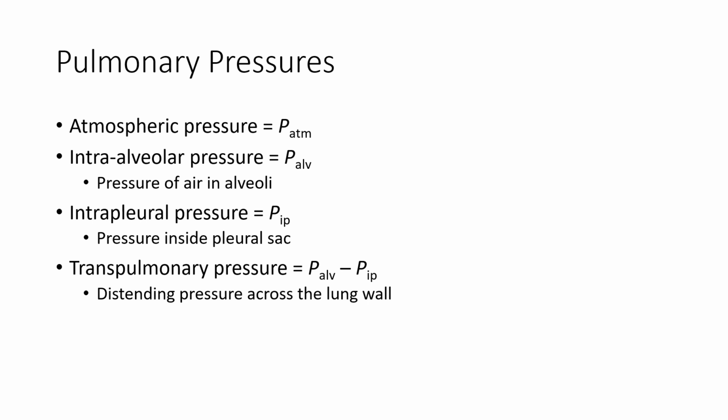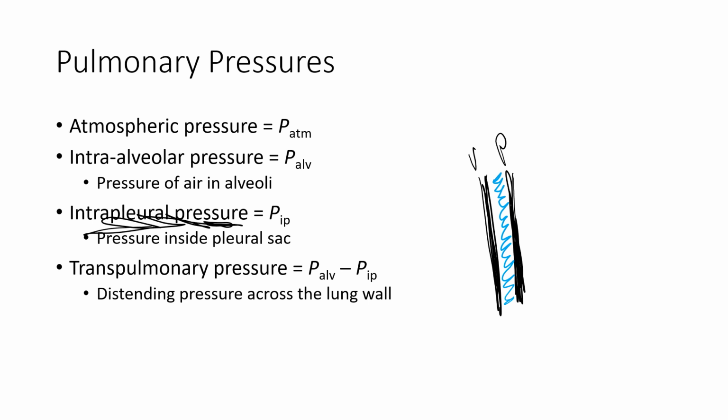Next, this is where things get a little different. Intrapleural pressure. What does that actually mean? For all intents and purposes, this is a little bit more confusing than this in reality, but intrapleural pressure means what is the pressure that exists inside of the pleural cavity. Remember, the pleural cavity is the space that exists between the visceral and parietal pleura, right? This is the pleural cavity in blue here, the space that exists between the visceral and parietal pleura.